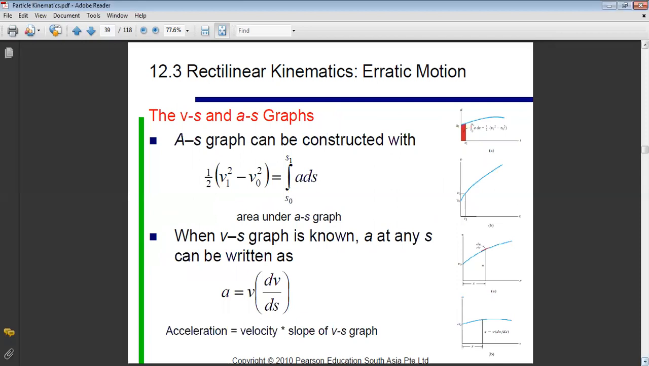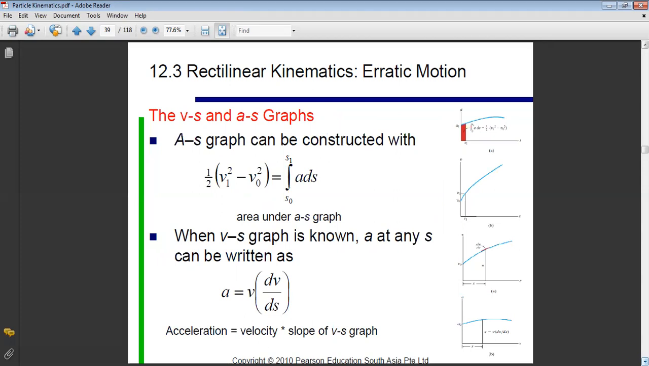Now, I can also do analysis of graphs with respect to s. If I have a as a function of s and I want to deduce v as a function of s, I go back to the relation between them. I have that half v1 squared minus v0 squared is equal to the integral of a ds. So if I have the graph of a as a function of s, I can deduce the variation of v squared.